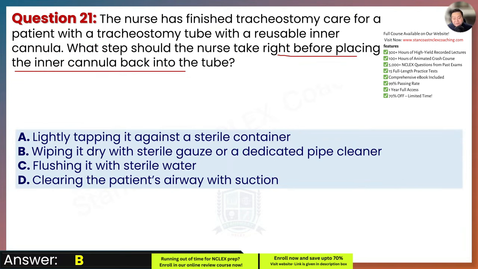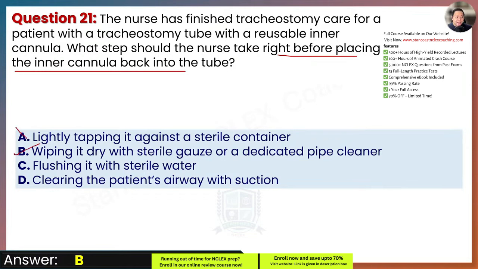Now, if the inner cannula is still wet from rinsing, it can introduce water into the trachea, which might irritate the airway, or it can lead to infection or lung irritation. The best way to ensure it's clean and safe for reinsertion is by drying it with sterile gauze or using a dedicated tracheostomy pipe cleaner. This method will ensure that the inner cannula remains sterile and free of excess moisture, making it the correct step to take right before reinsertion.